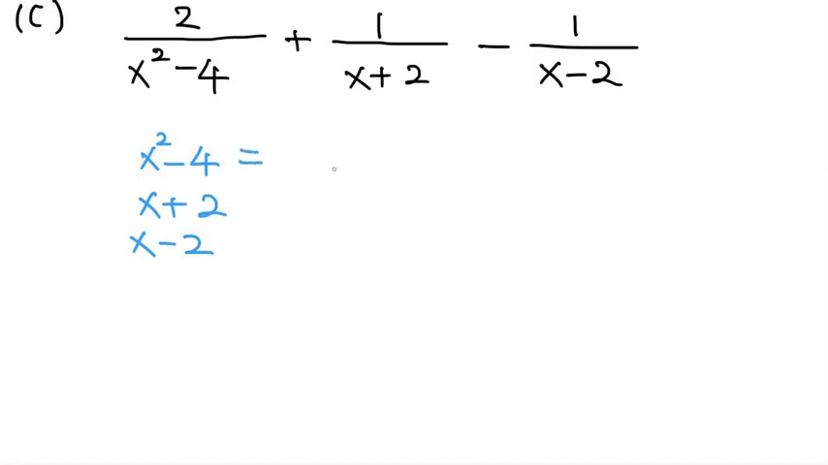To find the least common denominator, we have to factor everything out. So what is x squared minus 4? This is difference of 2 squares. So it is factored as x plus 2 times x minus 2.